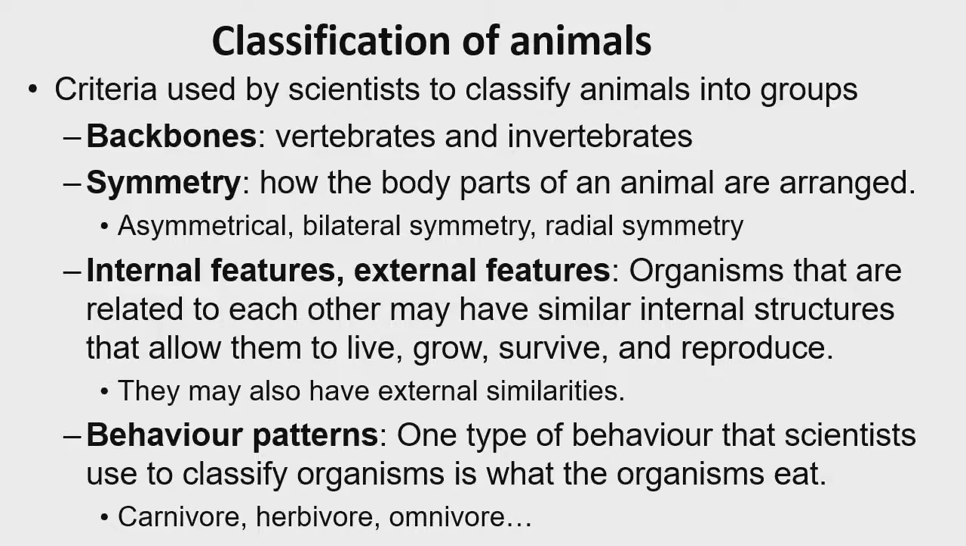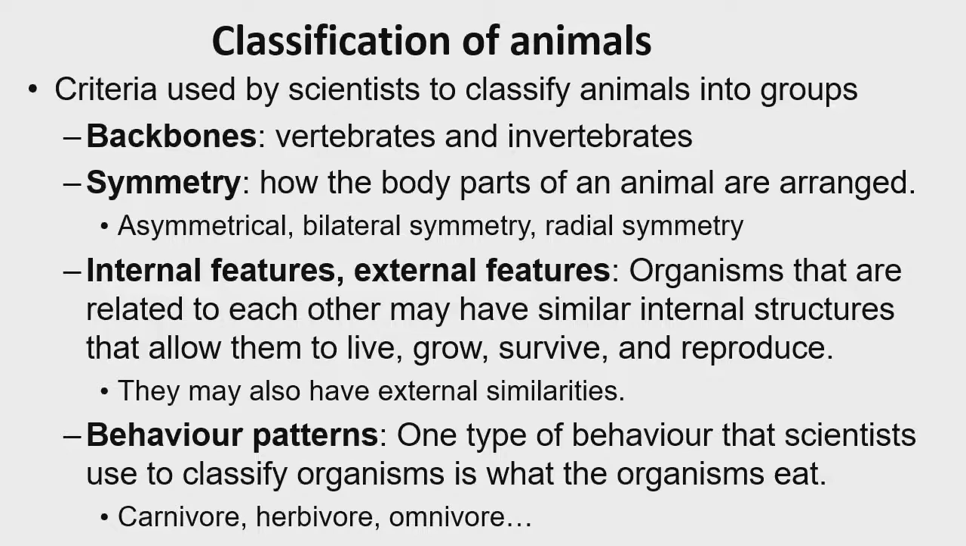And then they look at how the body parts of the animals are arranged: asymmetric, bilateral symmetry, and radial symmetry. And then they look at the internal features as well as the external features, and how the organisms relate to each other in terms of internal structures as well as external structures. These organisms may have similar internal structures that allow them to live, grow, survive, and reproduce.